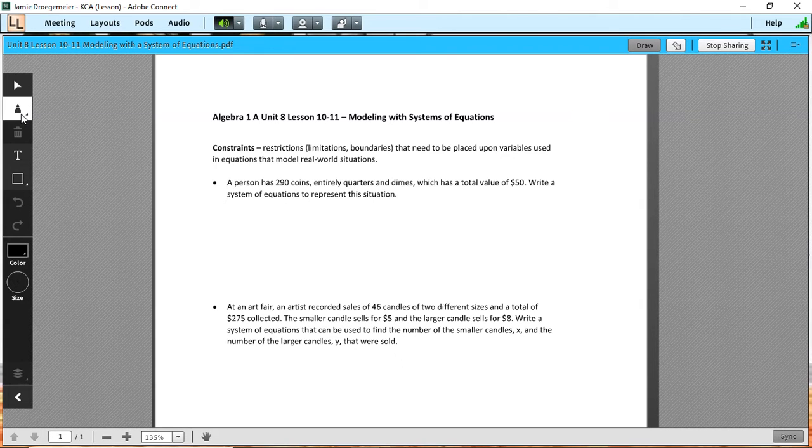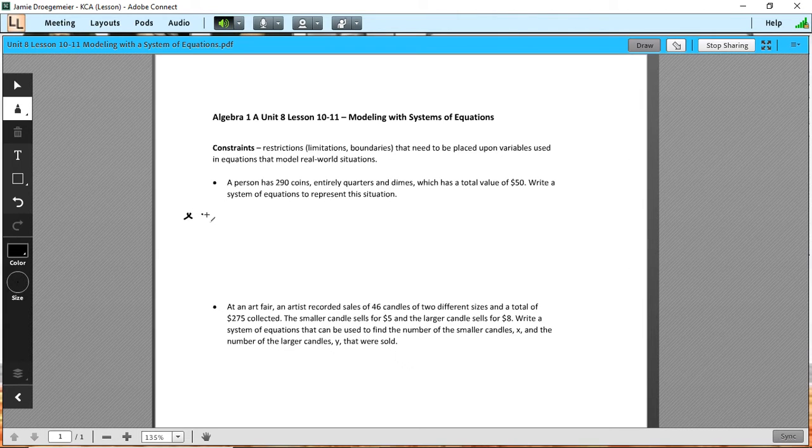So in this first one, it says a person has 290 coins, entirely quarters and dimes. So just quarters and dimes, 290 total. And it has a total value of $50. We want to write a system of equations to represent this situation. So we know there are 290 coins altogether.